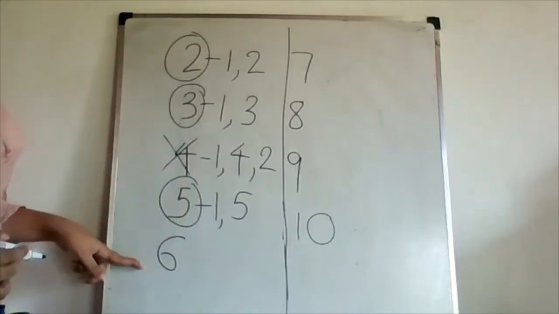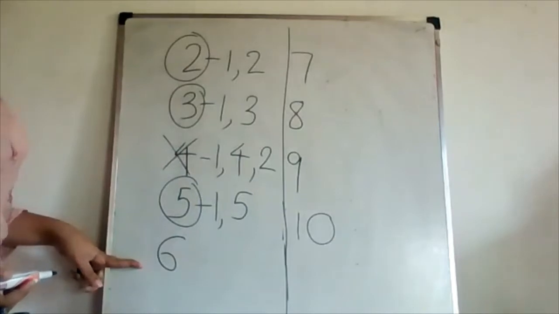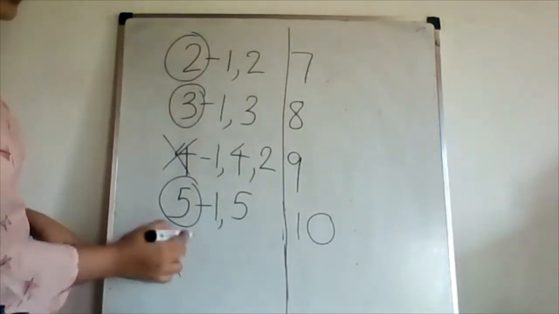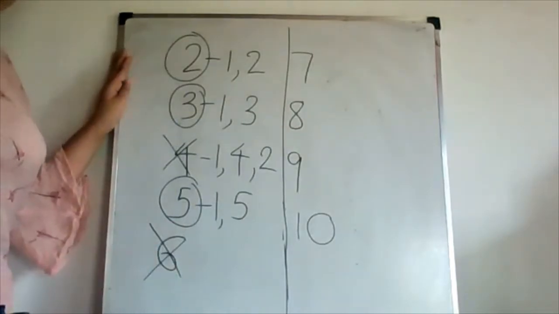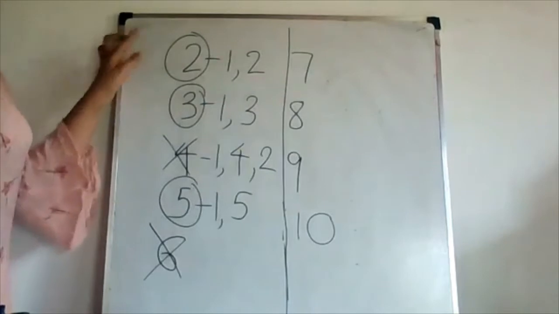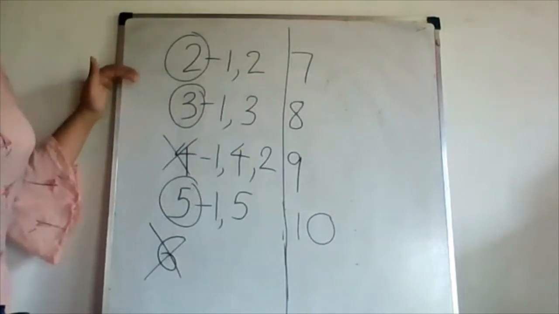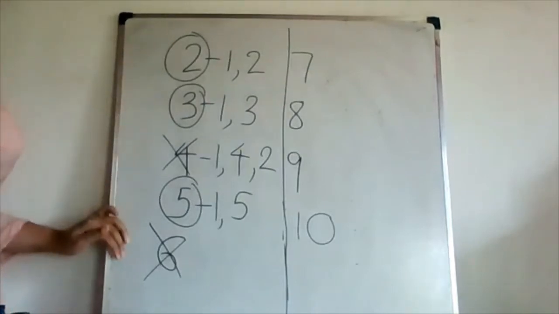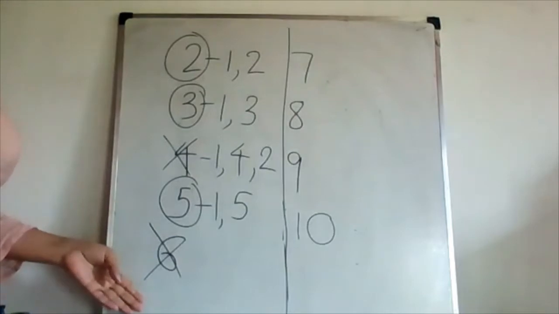After that, let's move on to 6. There's no need to check 6 because 6 is an even number. Of all the even numbers, the only even number which is a prime number is 2. The rest of the even numbers are never prime numbers. So we can omit 6 here.